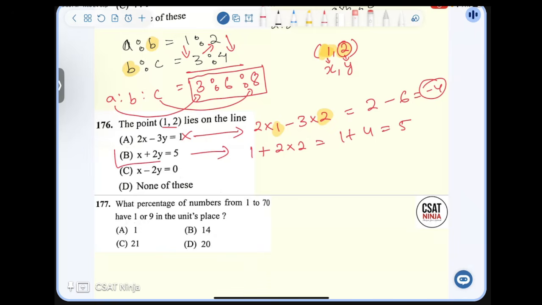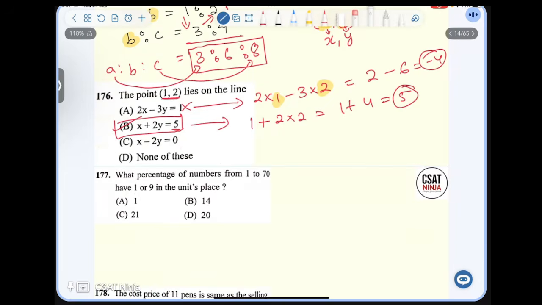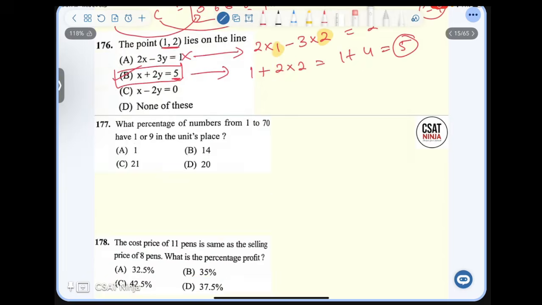Which means 1 plus 2 times 2, which is equal to 5. That means this follows. Your left hand side you are getting 5, and your right hand side it is 5 itself. So the answer is this one. So simply you put this value in the equation, and if your left hand side is equal to right hand side, then that is the answer. So if they ask this one, you just put the value and get the answer from there.